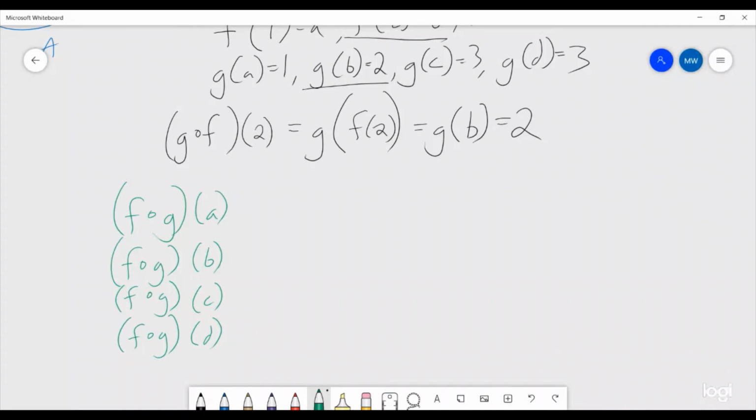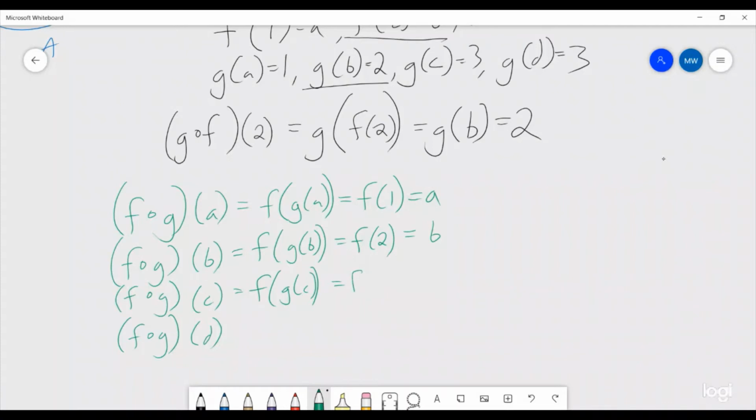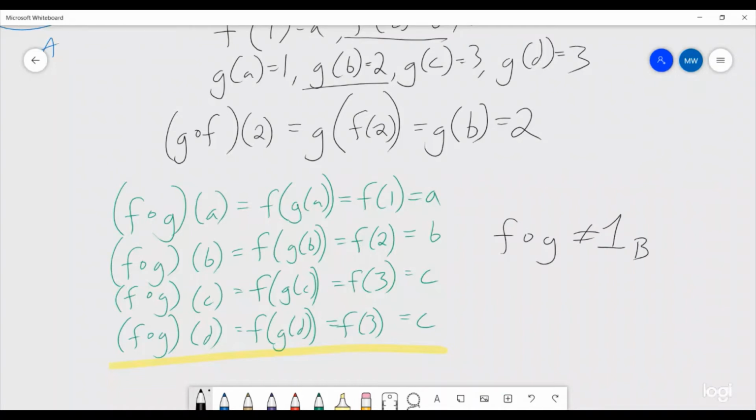So if we look at all of these different things, this is going to be f of g of a. So f of 1, this is equal to a. f of g of b, well, that's going to be f of 2, so that's equal to b. This one is f of g of c, so that's f of 3, which is equal to c. And this one is f of g of d, so f of 3, so this is equal to c. And so this last one is why f of g is not equal to the identity on B, because of this last term.